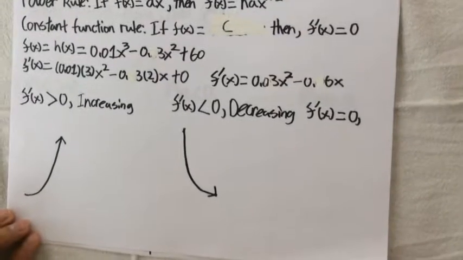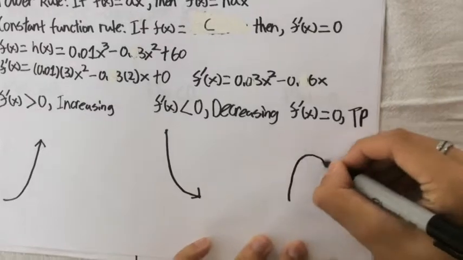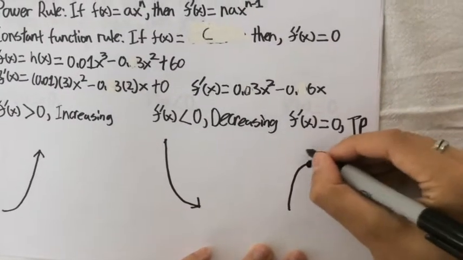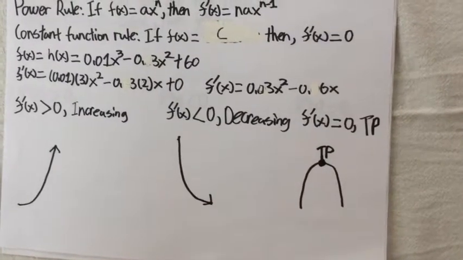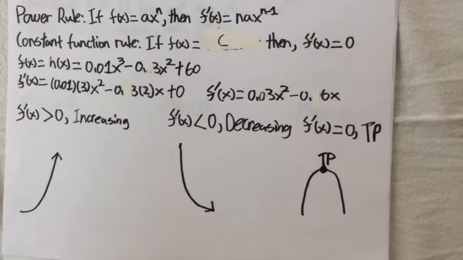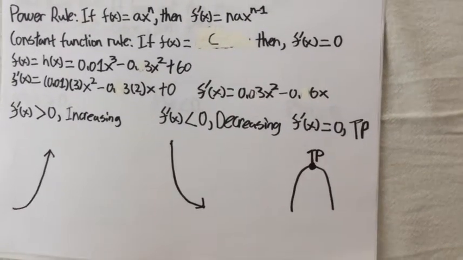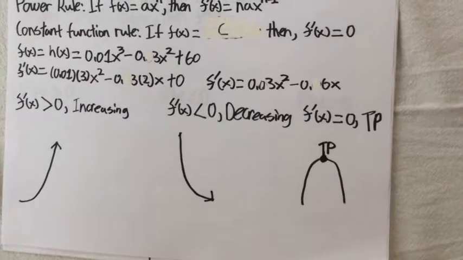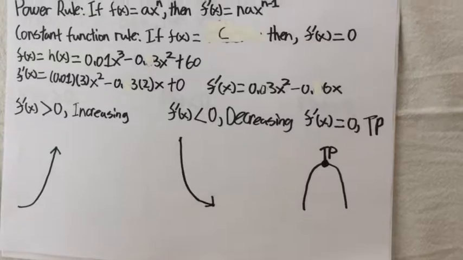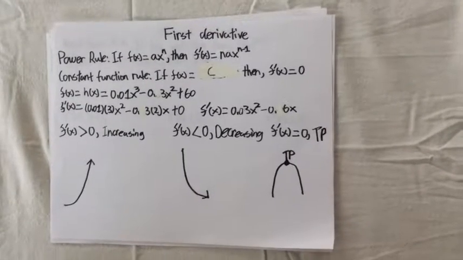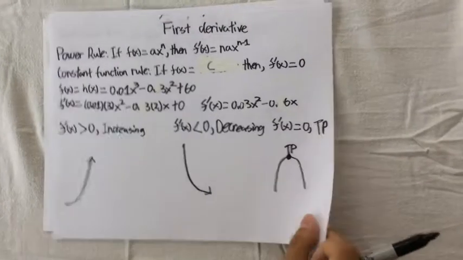And when f prime of x equals 0, then it's a turning point. At this point, the turning point, the function is neither increasing nor decreasing. That's why the velocity at the turning point equals 0. And velocity equals 0 is the same thing as saying f prime of x equals 0, since the first derivative models the rate of change of the original function. Okay, so now we know what the first derivative represents. We are going to look at the second derivative.